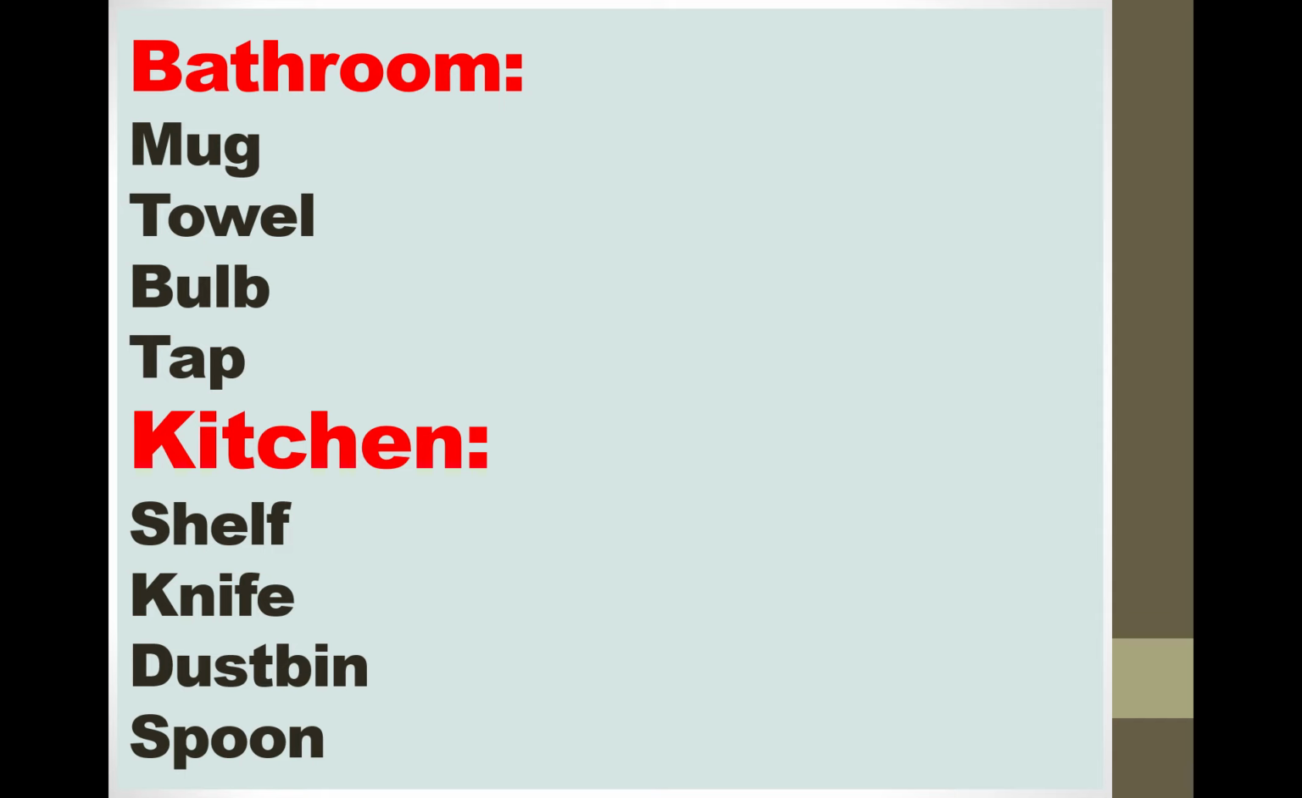The first one is shelf, knife, dustbin and spoon. You would find all these 4 things in the kitchen.